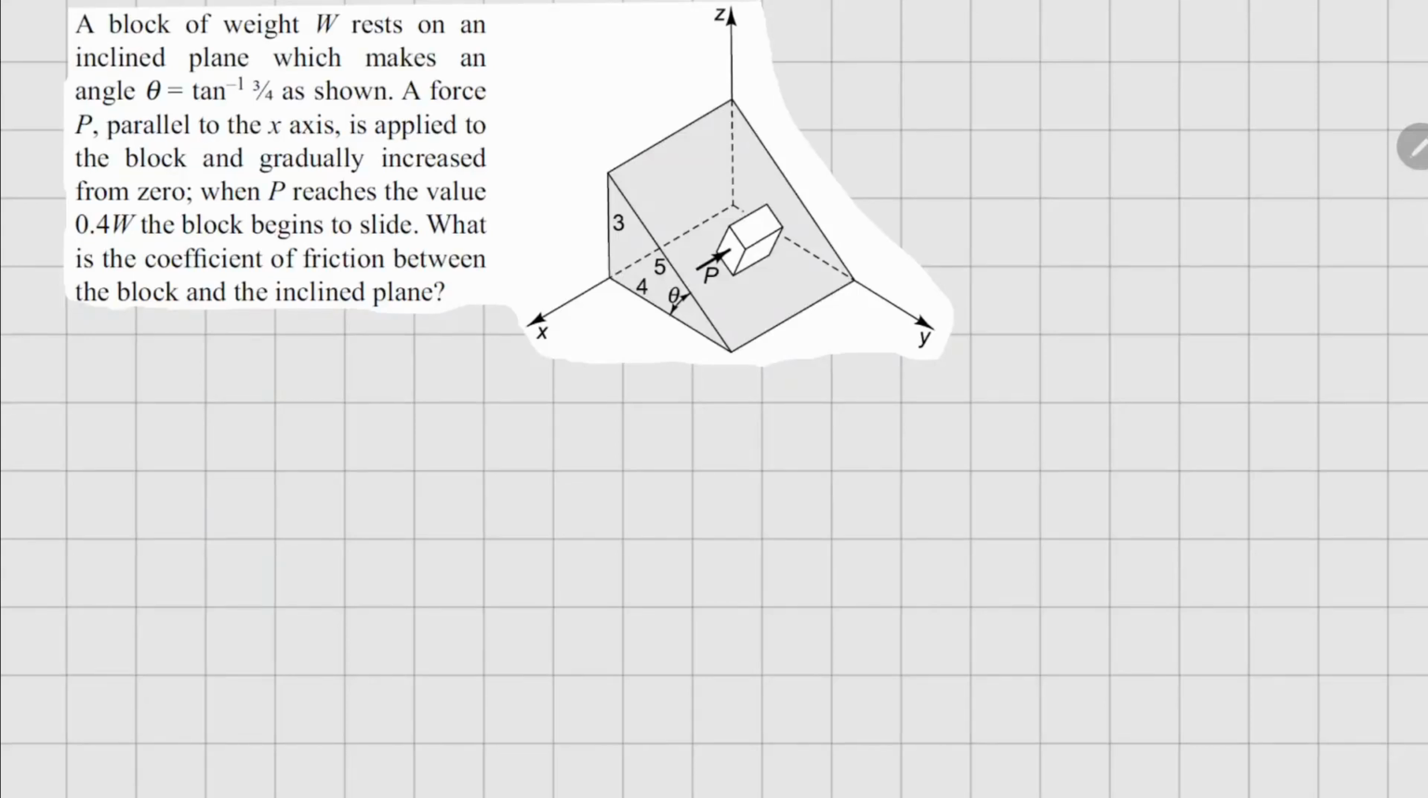This one is problem 1.39. It says a block of weight W rests on an inclined plane which makes an angle theta here, and a force P that is parallel to your x-axis is applied to the block and gradually increases. At a value of 0.4 W, the block begins to slide. What is the coefficient of friction between the block and the inclined plane?